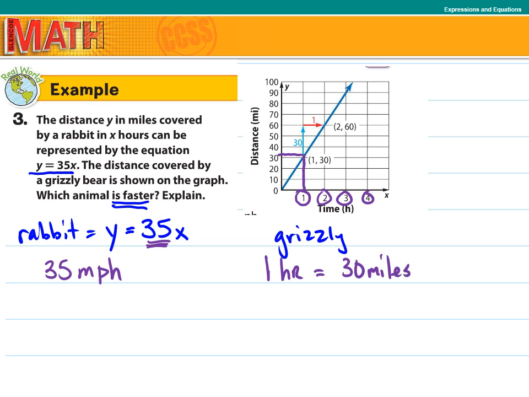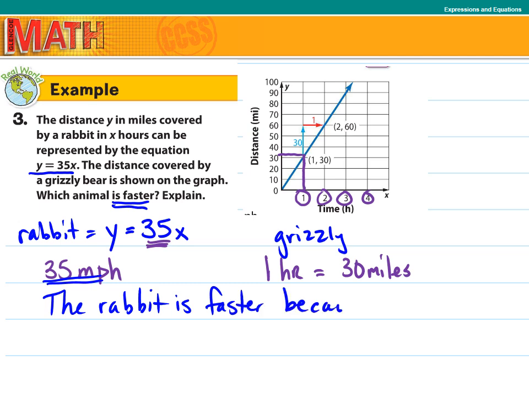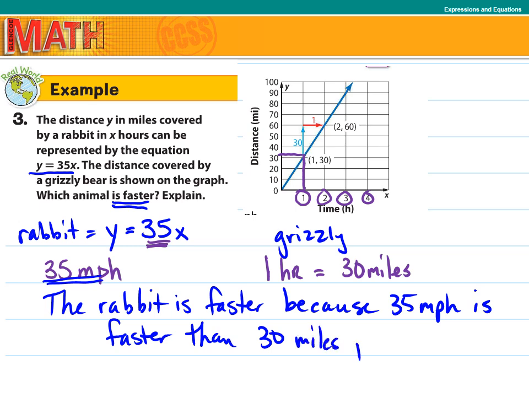Now we compare 35 or 30. Which one is greater? And in essence, giving us which one's faster, well, the 35 is greater. So the rabbit is faster because 35 miles per hour is faster than 30 miles per hour. Again, the 30 miles per hour is what the grizzly is traveling. So that's how we know that the rabbit is faster, because we have the 35 miles per hour.